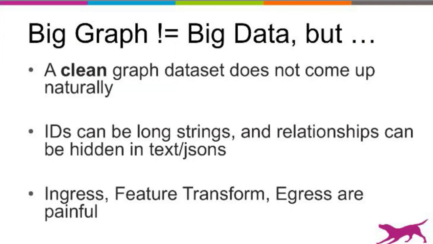Also, feature transformation and graph egress is as important as ingress, and they are equally painful because often the result cannot be stored in the graph forever. You need to take it out, put it into a table, run some more analysis, and come back to the graph again.